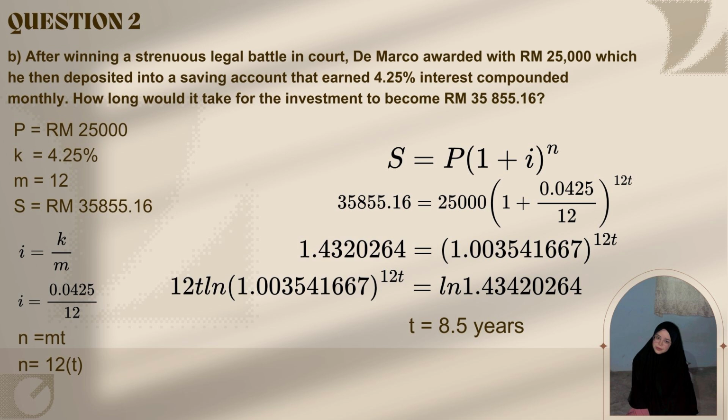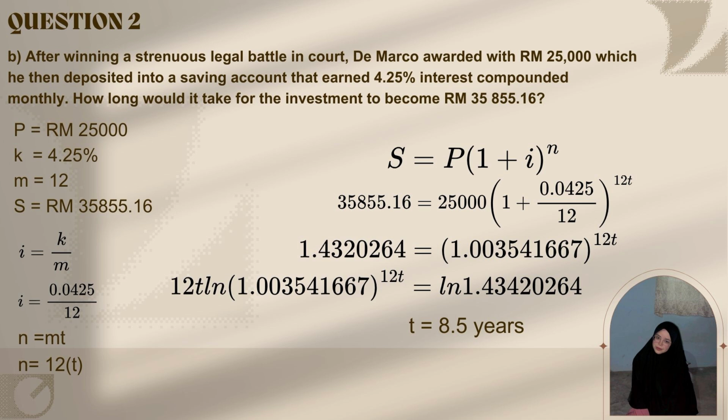After winning an Astronaut Elevator in the card game, Mark was awarded 25,000 ringgit, which he then deposited into a savings account that earned 4.25% interest compounded monthly. The goal is to calculate how long it would take for the investment to grow to 35,855 ringgit and 60 cents. The formula used is S equals P times (1 plus i) raised to the power of n.